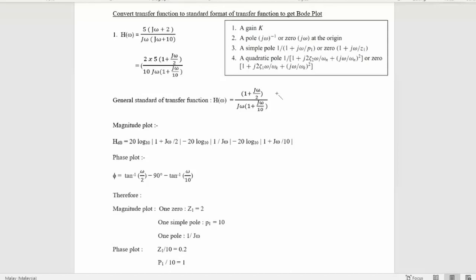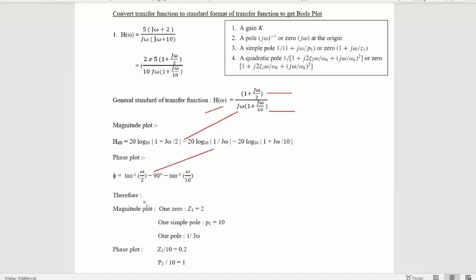So this is a zero, this is a pole, and this one is a simple pole. So the magnitude plot in dB is equal to 20 log of 1 plus jω over 2, minus 20 log of 1 over jω, minus 20 log of 1 plus jω over 10, referring to the bottom equation. For the phase plot, the angle is equal to tangent inverse of ω over 2, minus 90, minus tangent inverse of ω over 10. Minus 90 refers to this.